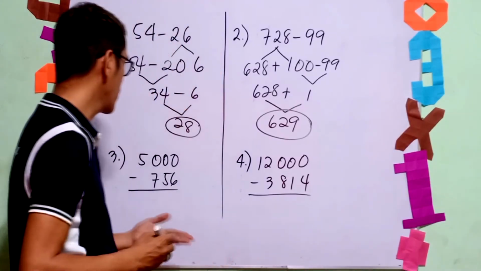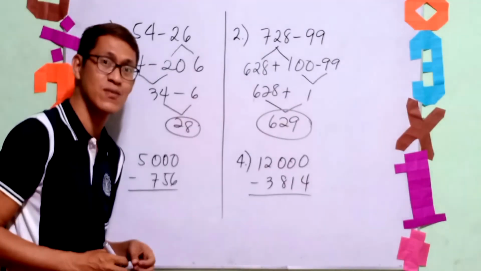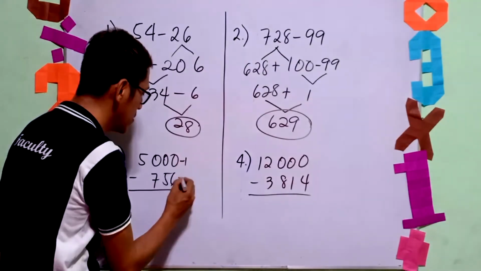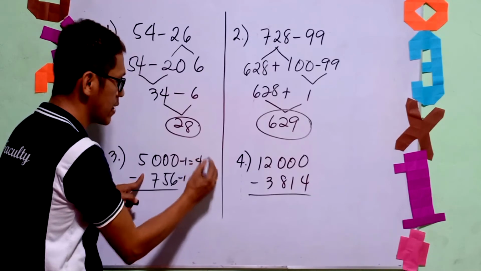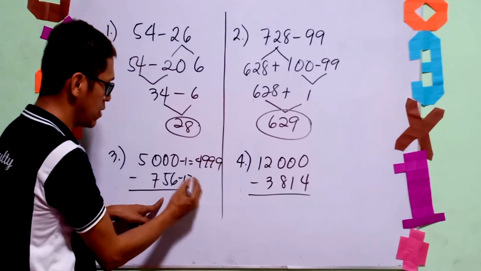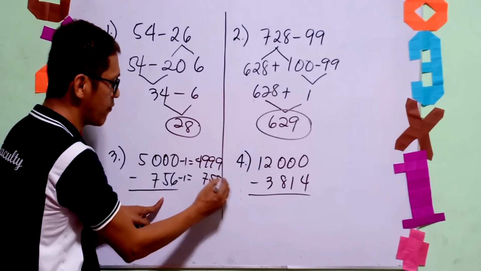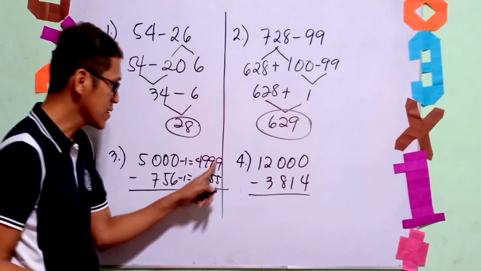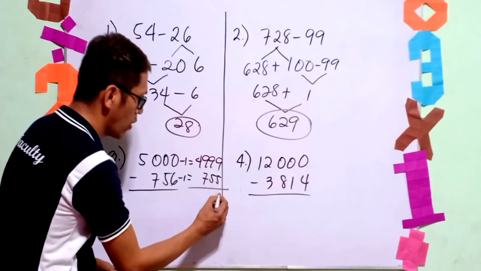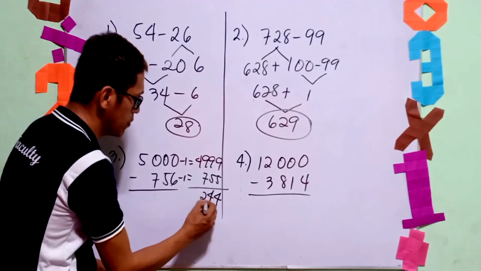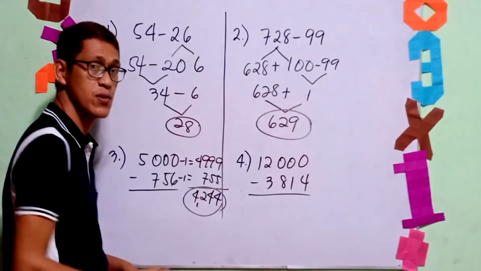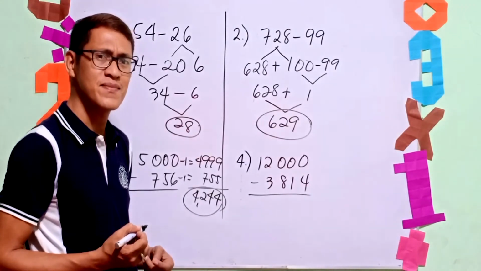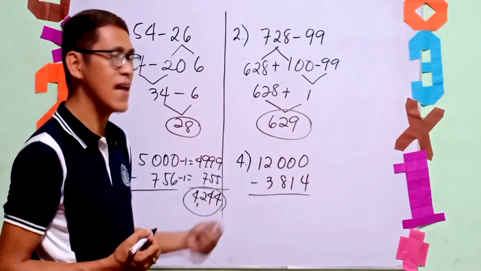What about number 3? Look at the first number. It ends with 0. So again, yes, subtract 1 from each number. So this will give you 4999. And this will give you 755. So it's easier to subtract these two than this, right? So let's subtract 4, 4, 2, bring down 4. So it's 2,244. Did you get that? Easy, right?